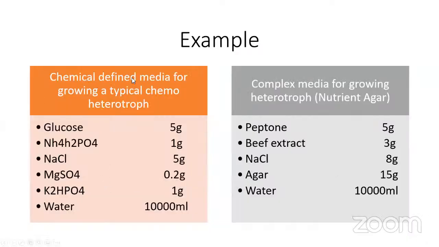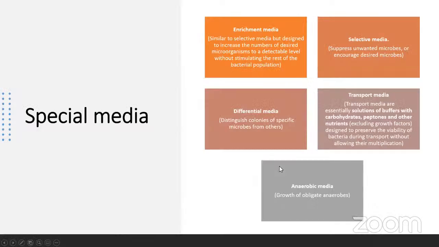So for example, a chemically defined medium would mean that you have glucose in a fixed quantity, NH4, H2O, PO4 in a known quantity, NaCl, MgSO4, KH2PO4. So here all the chemical species that are going into the medium are properly defined. Whereas an example of a complex medium is peptone, beef extract, NaCl, agar, water. You do not know the chemical species in there.